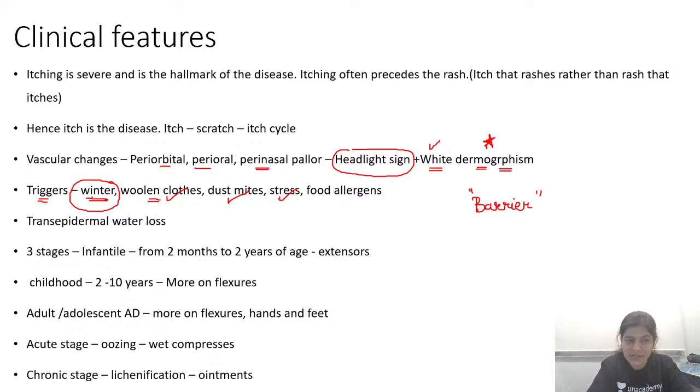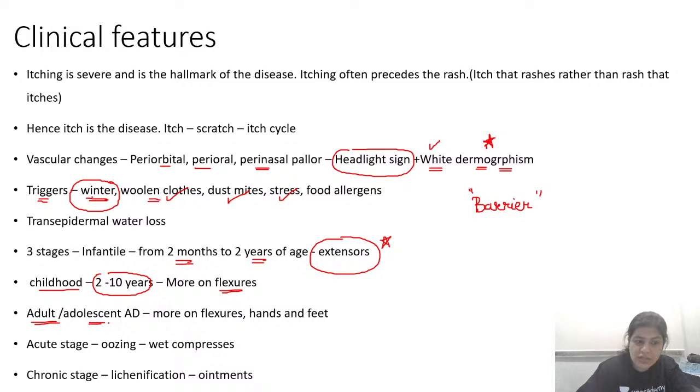Now, there are three stages that you see in atopic dermatitis. You have the infantile stage, which starts from 2 months of age and goes up to 2 years of age. Here, the involvement is mainly on the extensors. So remember, in the infantile phase of atopic dermatitis, you have mainly extensor and facial involvement. Then comes the childhood phase, between 2 to 10 years. In this presentation, the lesions are more on the flexures. In adult and adolescent atopic dermatitis, you see involvement of the flexures, hands and feet.